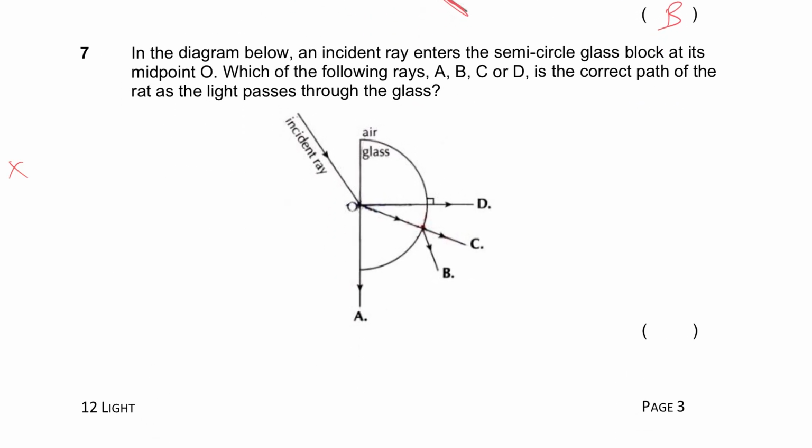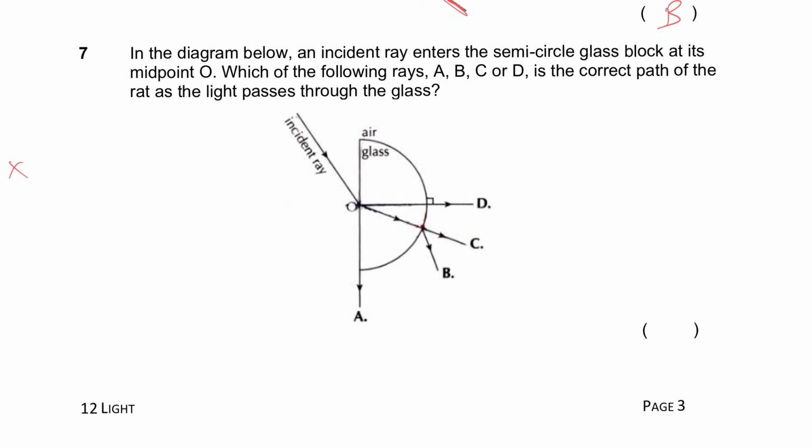All right, next one, and we went through this many times already. For a semicircle, you have to be careful, because do you remember the concept? The radius is actually the location of your normal. All right, so let's start with the incident ray coming in here from air. This will never be the case, you should know that. So A is wrong, and likewise this is the normal, and the reflected ray will never be along the normal, so D is wrong. So the only option is this one, it bends towards the normal, because the speed decreases in the glass.